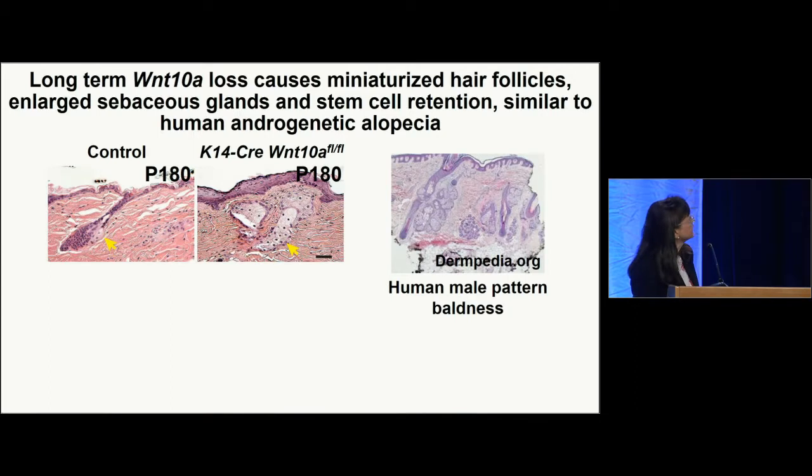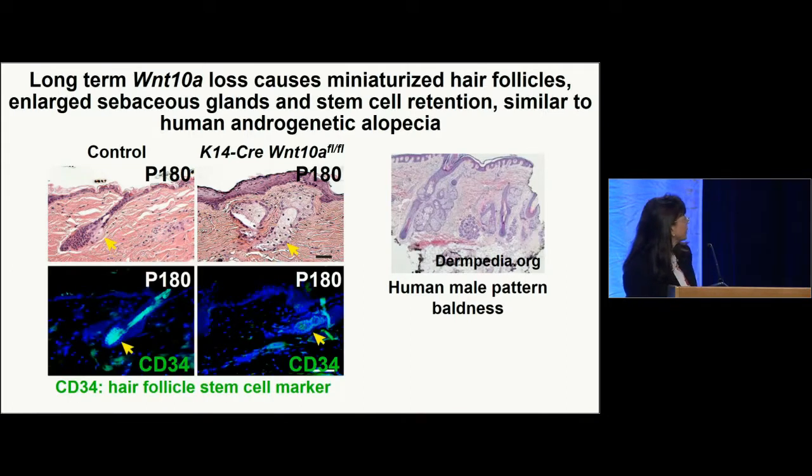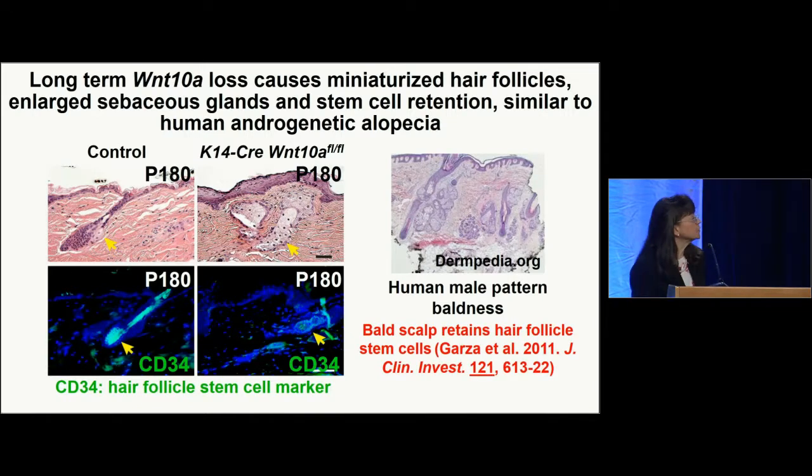And this was interesting because of the GWAS studies that implicate Wnt10A in male pattern baldness, because the appearance of bald scalp is very similar to what we're seeing in the mice. We also see that hair follicle stem cell markers are retained even in this degraded epithelium. This is also similar to what Luis Garza and George Cotsarelis have found in bald human scalp, which similarly retains hair follicle stem cells.